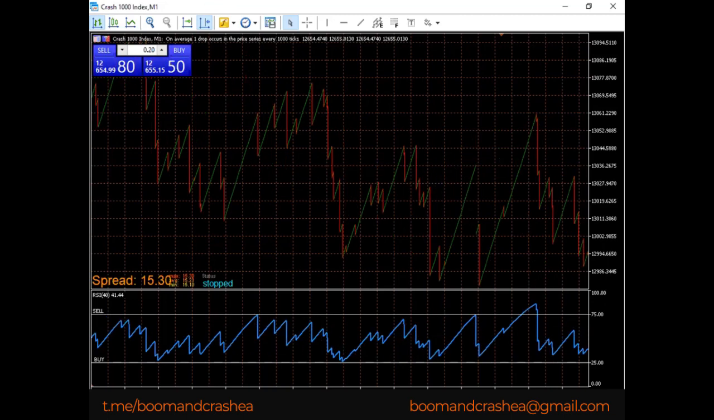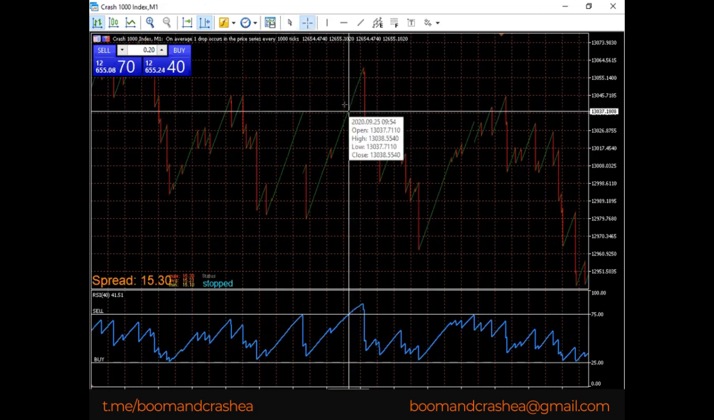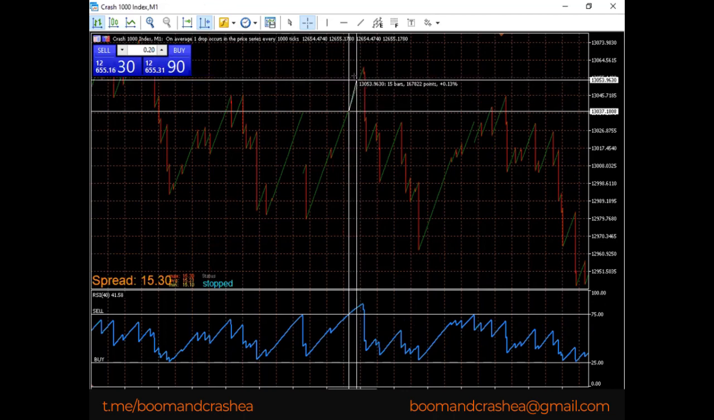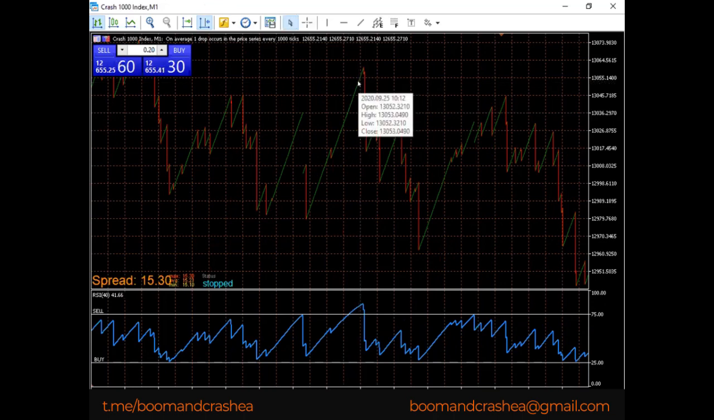The opposite is true for crash. And for crash, you come in here, and if you're not patient enough, you might close your trade somewhere here. There was one particular trade, I think it was a boom 1,000 trade. I gave an instruction on the page that we should buy boom 1,000. And a lot of people were like, oh, the spike is taking long. It's not appearing. So some of them closed it.